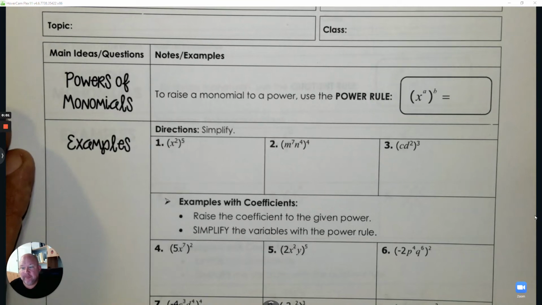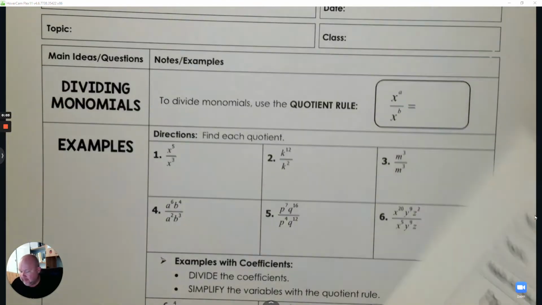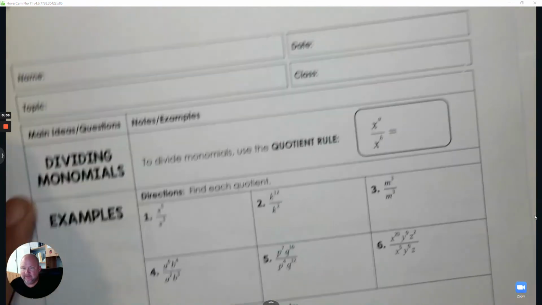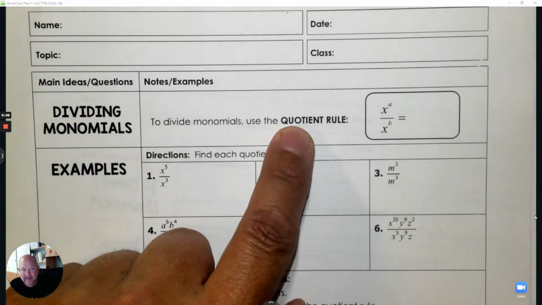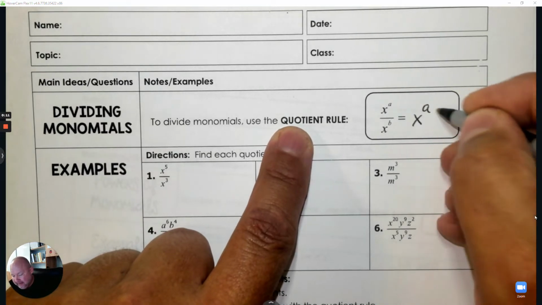All right, so now it's the power rule. No, I skipped a page. Where is it? Dividing. There we go. Sorry. Dividing monomials is called the quotient rule. Quotient means dividing. So if the bases are the same and you're dividing, what do you do?